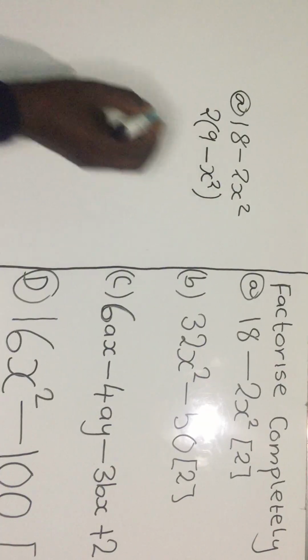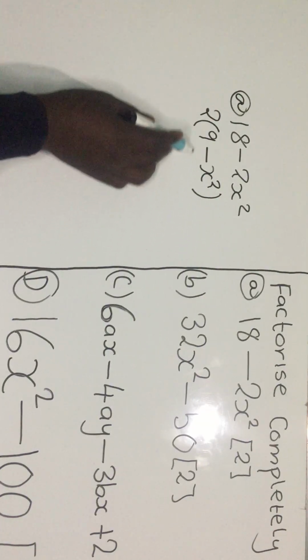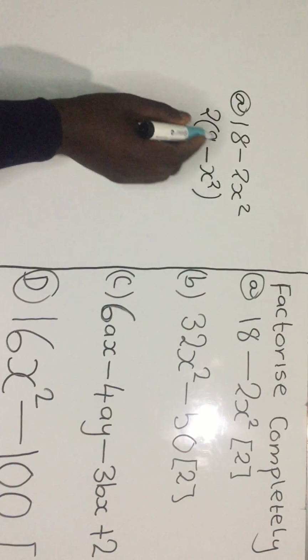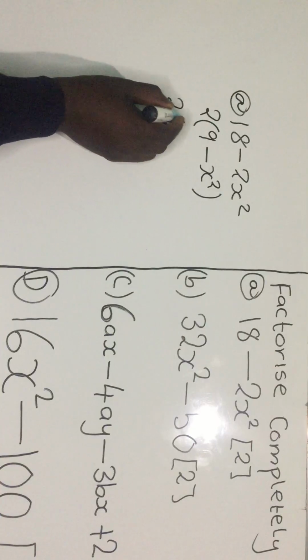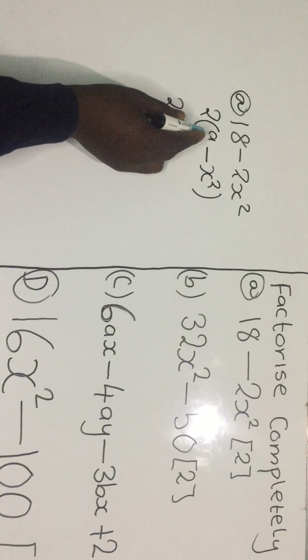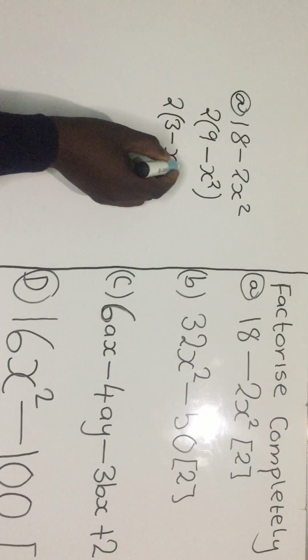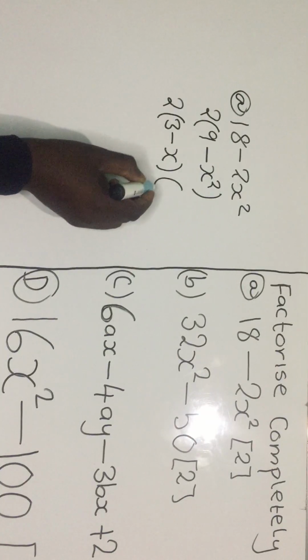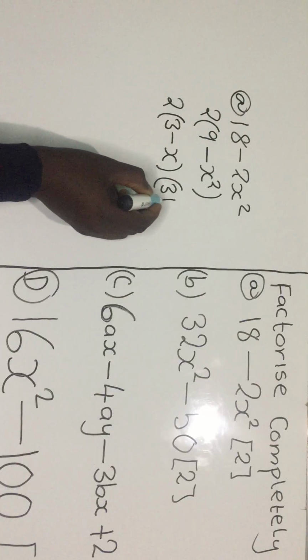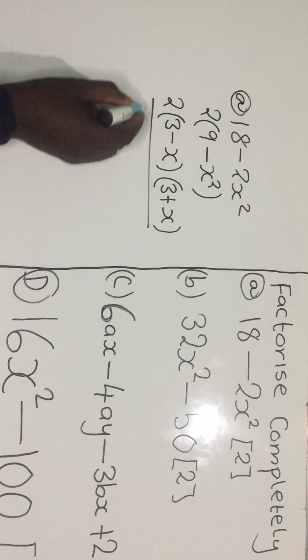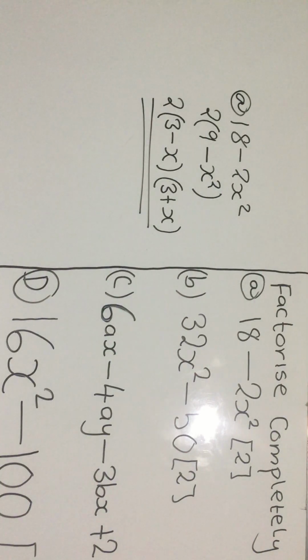You close. Now, once you have reached here, you know that this is what we call difference of 2 squares. So you say 2, open, square root of 9 is 3, minus x. You close. You bring another one, 3 plus x. You end here. You get your 2 marks. We come to question B.